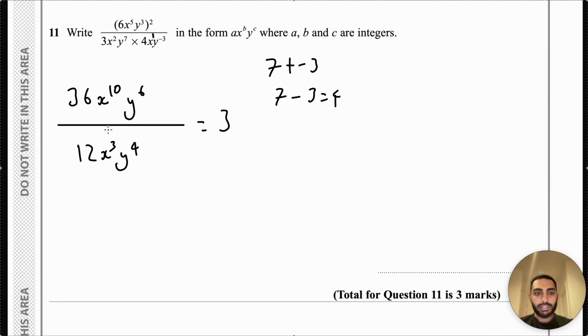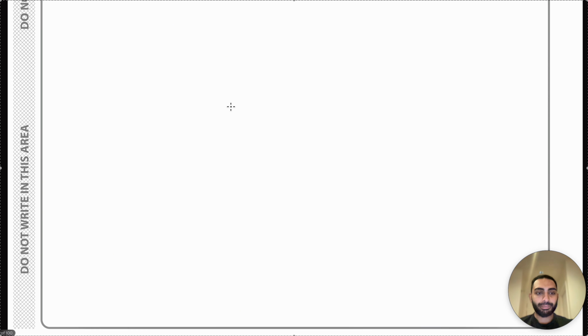Now I have x to the 10 divided by x to the 3. Whenever I have the same base, and I'm dividing, I subtract the powers. So I'm doing 10 take away 3, which is 7. So x to the 7. Then same with this one, y to the 6 divided by y to the 4. 6 take away 4 is 2, so y to the 2. Just having a look at that, I can't simplify it any further, so that would be my final answer. And it does look like that.